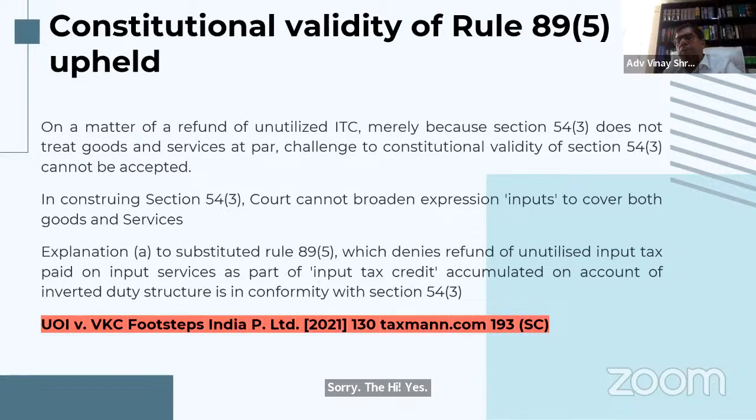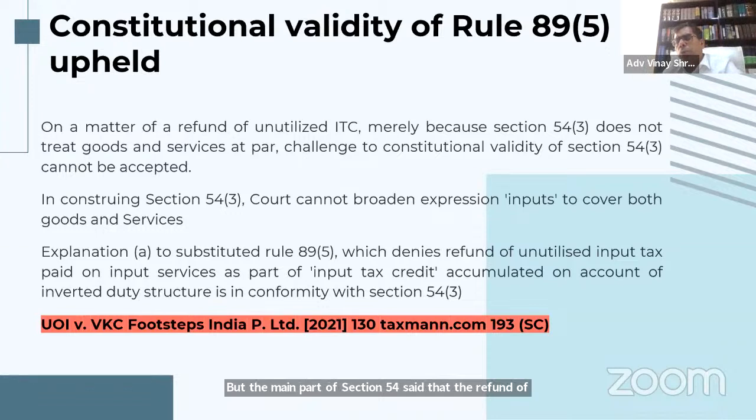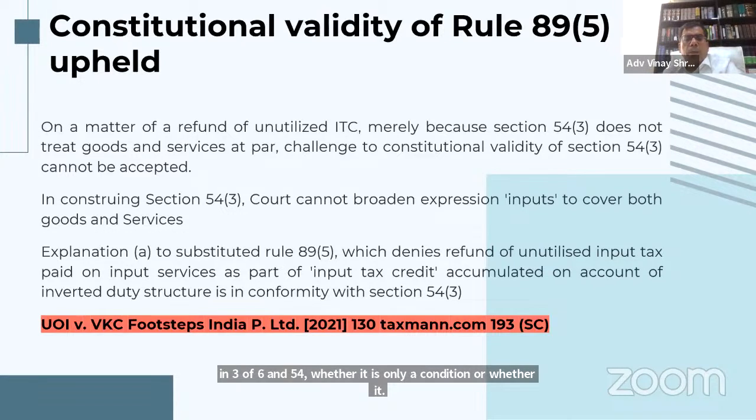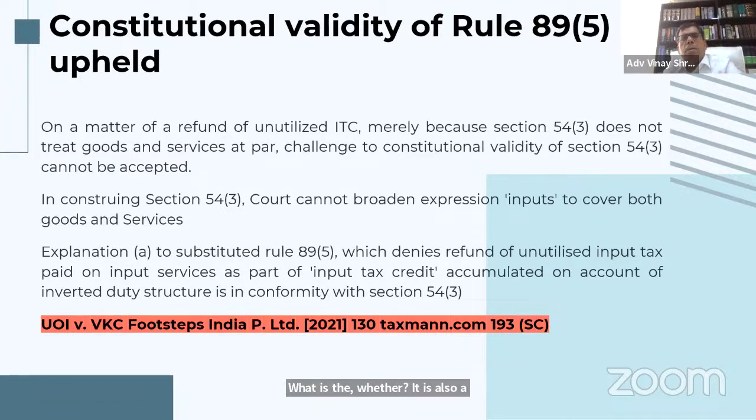But the main part of Section 54 said that the refund of unutilized input tax credit is allowed. So the issue was whether subsection 3 of Section 54 is only a condition or whether it also has a limiting effect on the benefit of input tax credit. The Honorable Supreme Court said that we cannot broaden the expression input to cover both goods and services, and therefore it denied the benefit on both capital goods as well as input services.